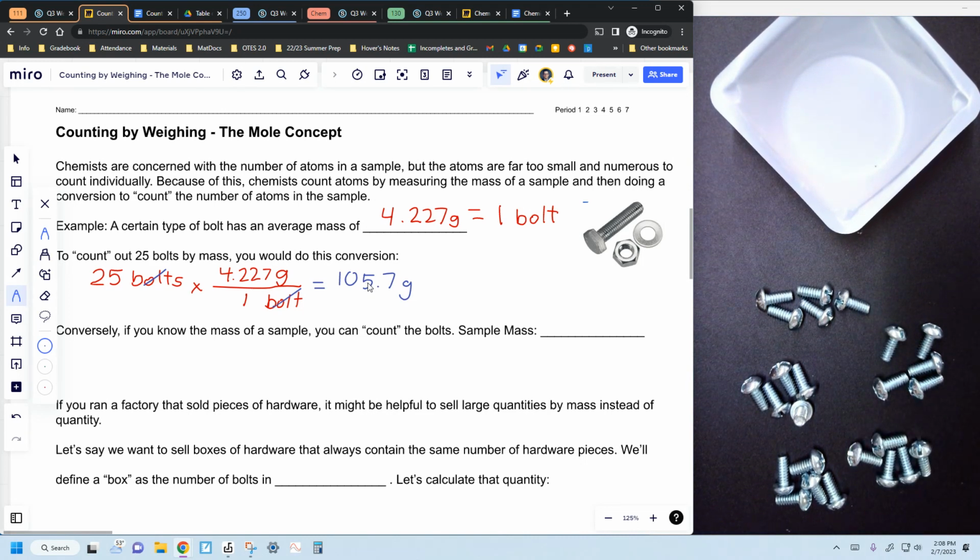Five more. It worked. 5, 10, 15, 20, 25. It took me a while to count them out. I don't want to have to do that every time, especially if you're talking about chemical quantities. There would be no way to count them out in that manner.